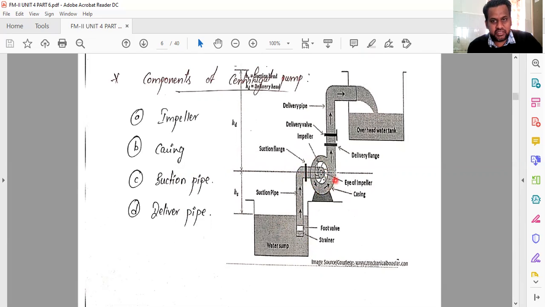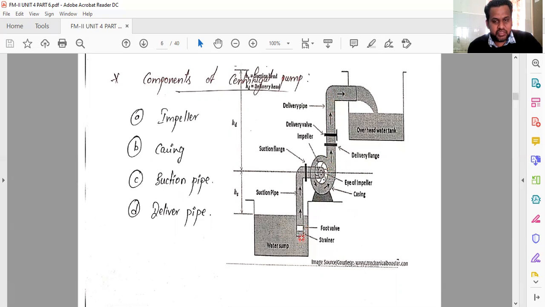Afterwards, you can see that there is a casing here. So this is a casing, and inside that, the white colored thing is called the impeller. So basically the impeller is placed inside the casing, and you can see another vertical pipe. This one is called the delivery pipe.